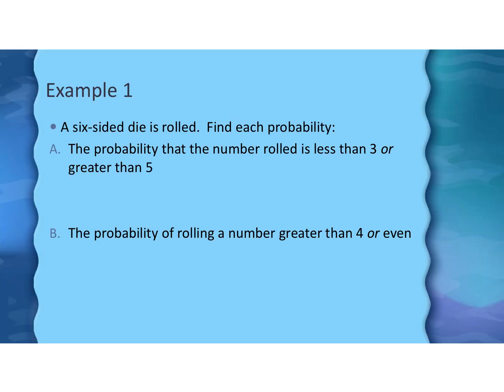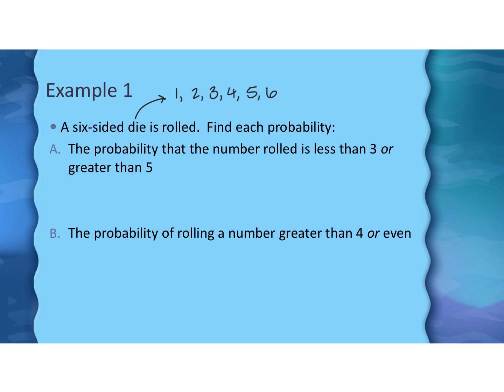All right, looking at the first example, it says, a six-sided die is rolled. Find each probability. So what do I know about my six-sided die? I'm going to have 1, 2, 3, 4, 5, or 6 as my outcomes. So, following along, this is the probability that the number rolled is less than 3 or greater than 5. Most important thing about these is reading comprehension. You have to know the difference between and or.